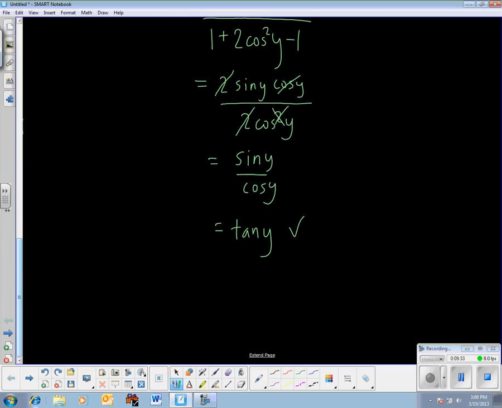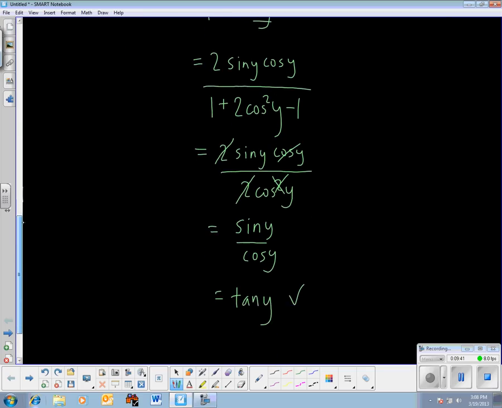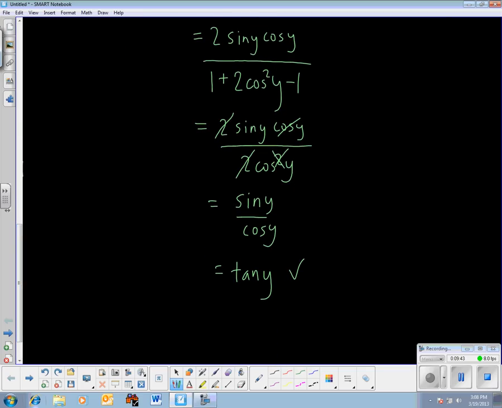Okay, so let me just encourage you again. You might see it within one step or two. I see where this is going, but with these, you have to show how you get from point A to point B to point C. You can't just think, yeah, okay, I see the ones are going to go away, then I see the cosines are going to cancel, and I see the twos are going to cancel, and I'm going to be left with sine over cosine, which is tangent, and say, oh yeah, here we go, tan.